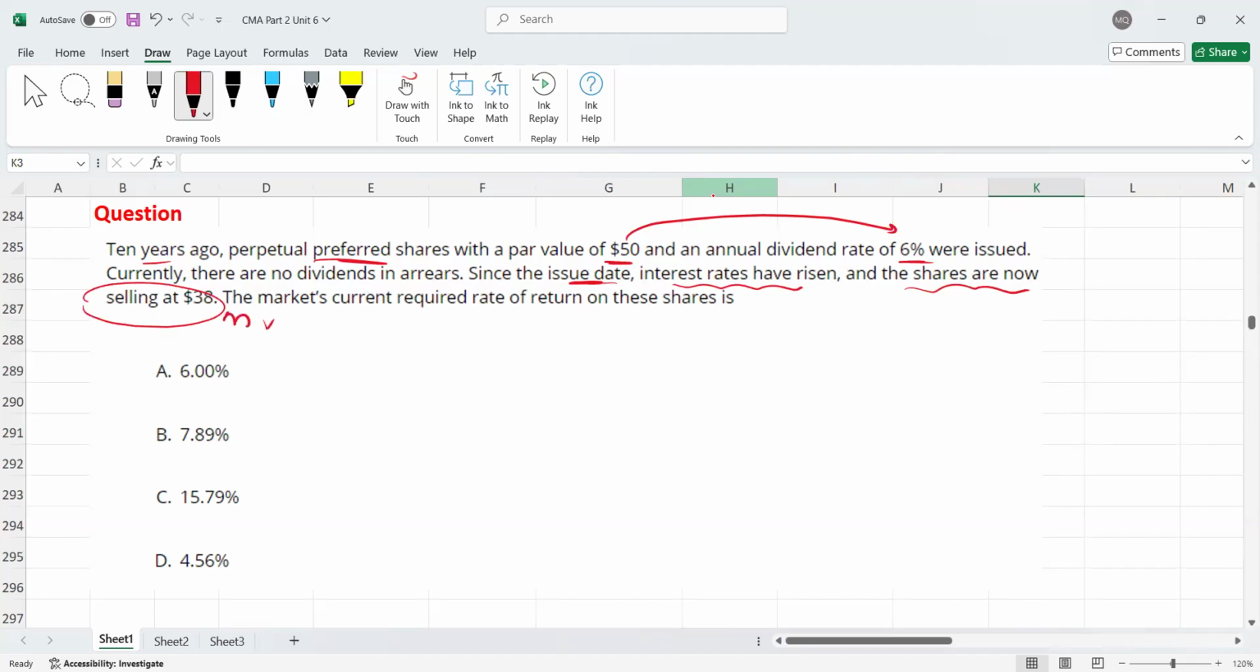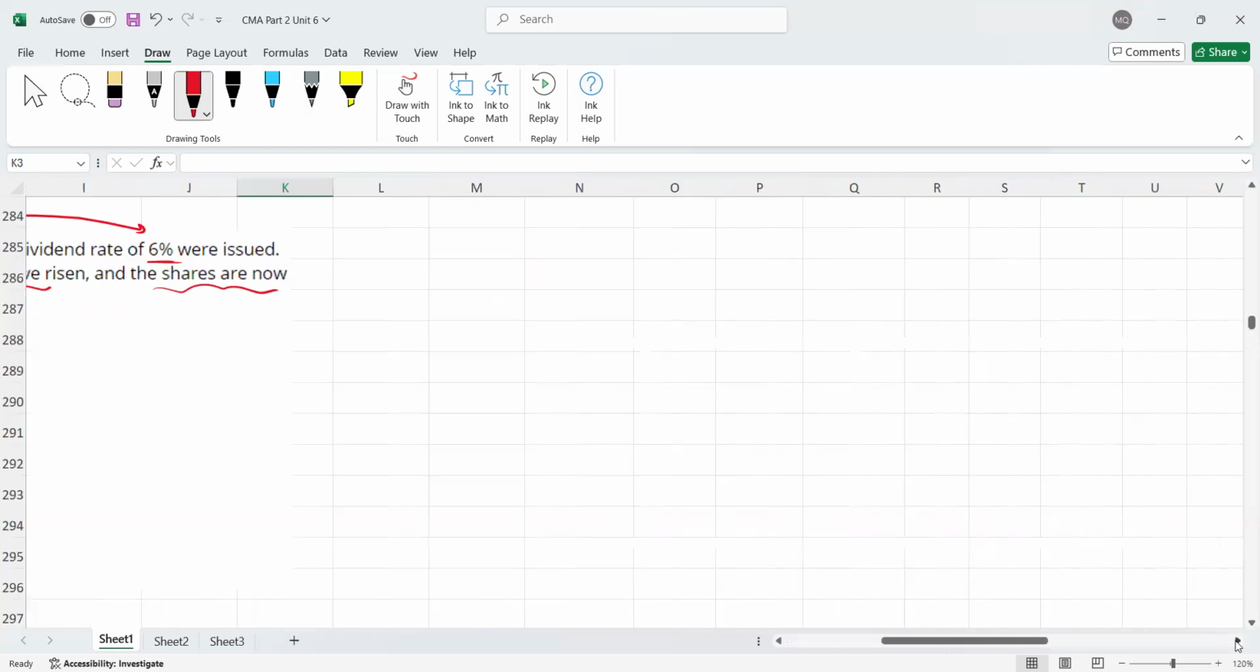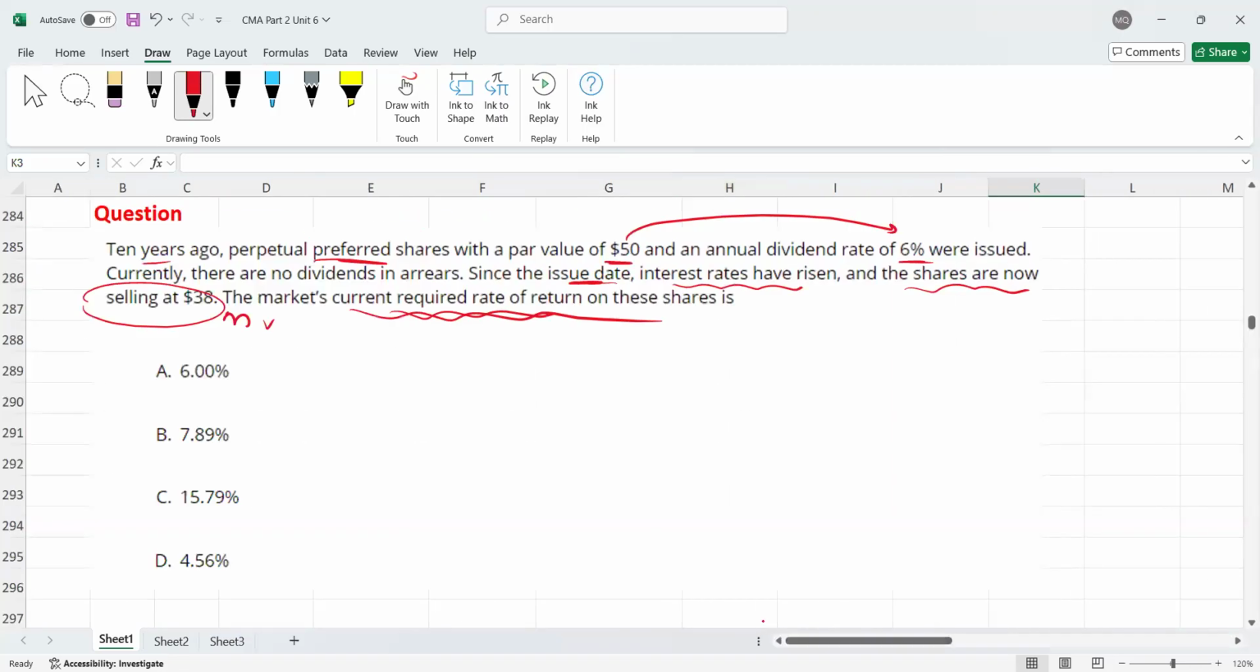Again, it's a market value. So the market's current required rate of return: you have to calculate the current required rate of return, which means the investor's required rate of return. It's a preferred share here, so you will apply the preferred share formula. What will the preferred share formula be? Market value will be equal to dividend divided by the investor's required rate of return.